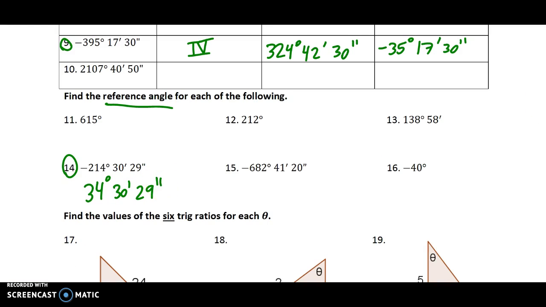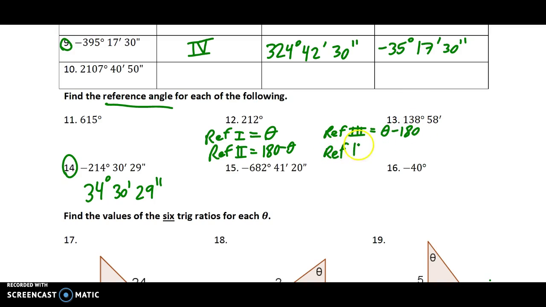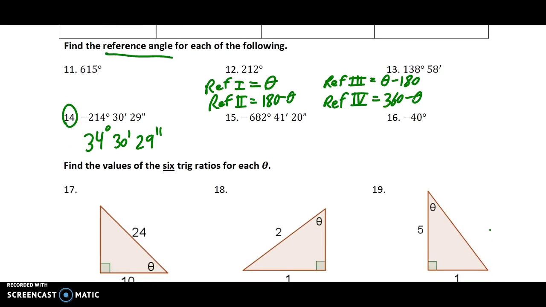Okay? That's kind of the review stuff. Again, I would make sure I have the rules. Remember that a reference angle in quadrant 1 is just itself. A reference angle in quadrant 2 is 180 minus theta. A reference angle in quadrant 3 is theta minus 180. And a reference angle in quadrant 4 is 360 minus theta. Please also note how I labeled the quadrants. They are Roman numerals, not just numbers, okay?